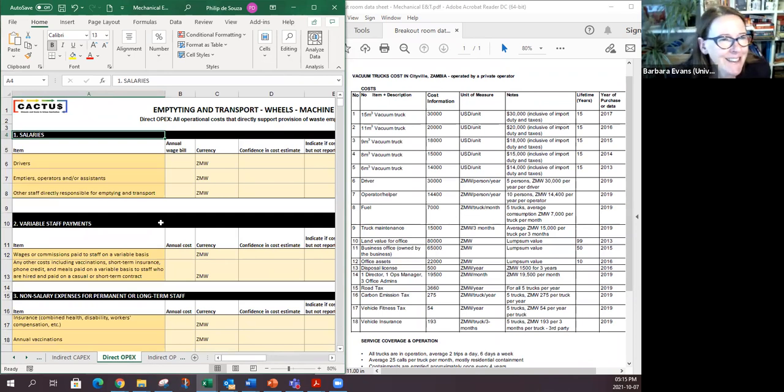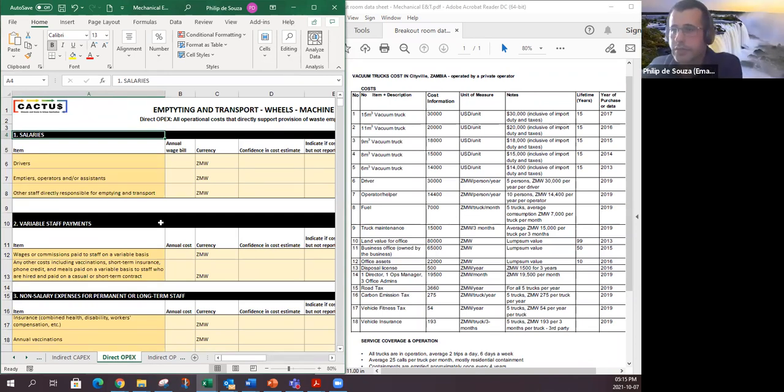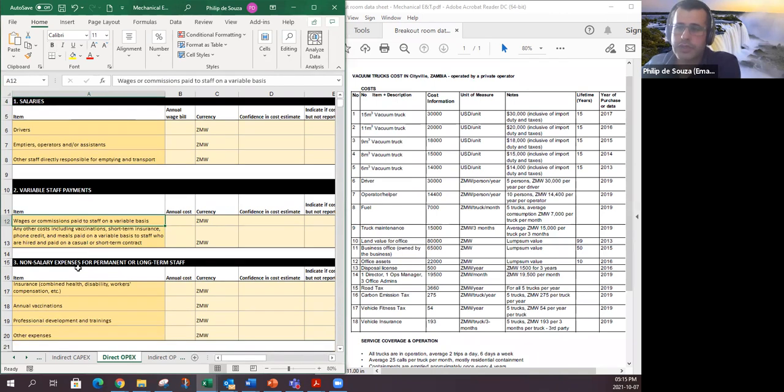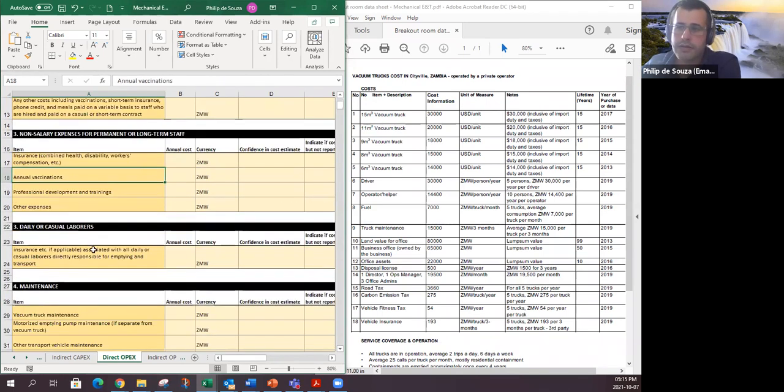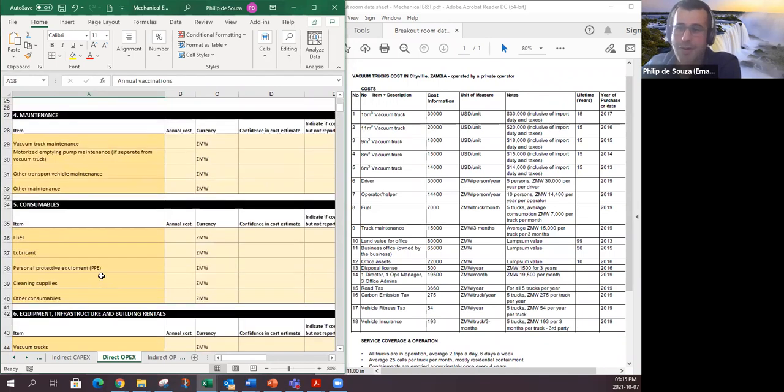Back to you, Philip. Yeah, so perhaps just to support your question, Laura, and as Barbara has indicated, you can see we're now under the direct OPEX tab, and we've got main headings here being salaries, then variable staff payments. So you might have staff that are directly involved on a day-to-day basis, but then you might hire casuals as an example. You can also see non-salary expenses for permanent or long-term staff, things like vaccinations. And the list goes on, as Barbara indicated.